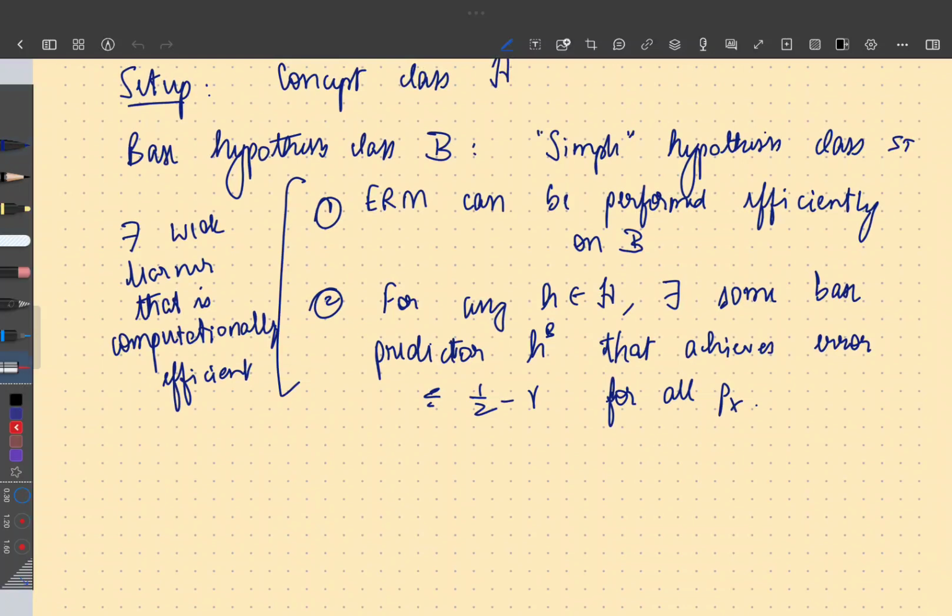So I'm assuming that the ground truth is coming from H. Okay, so with respect to this ground truth, I'm restricting the ground truth, right? I'm not asking for an agnostic gamma weak learner. I'm asking for a gamma weak learner for this concept class.